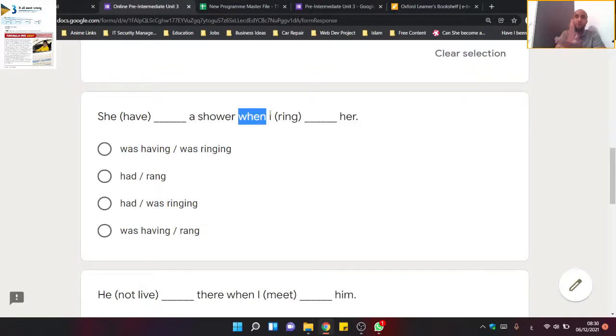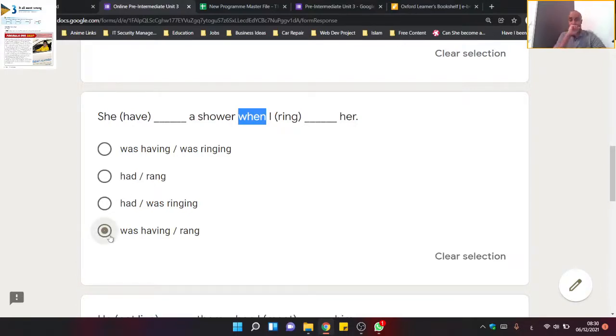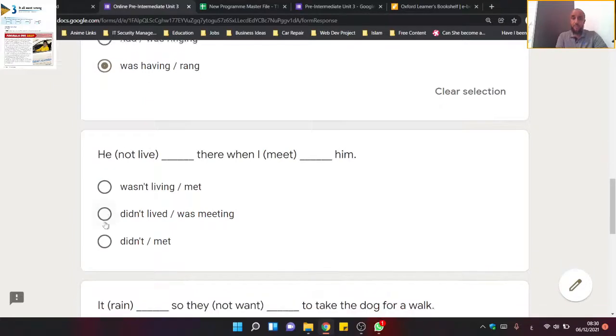It means he stops the action, okay? Stops the activity. So the correct answer should be the last one here. She was having a shower when I rang her. Okay, guys? Good. Let's do one more.